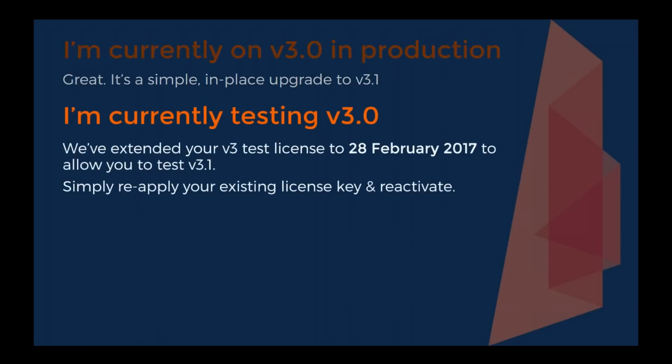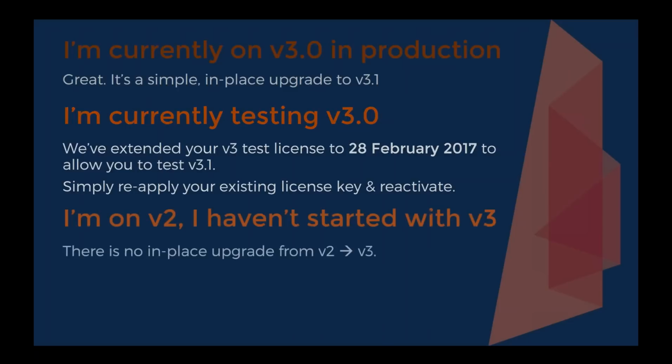If you're currently testing version 3.0, we anticipate that you'll want to extend that testing onto the new v3.1. So what we've done is we've extended your special v3 test license to the end of February in order to allow you to finish off that testing on v3.1. For that change to take effect, you'll simply need to reapply your existing special extended license key that we've provided with you and reactivate it. And as I say, that will then be extended until 28th of February. So you'll be able to upgrade that in place to 3.1 as well.